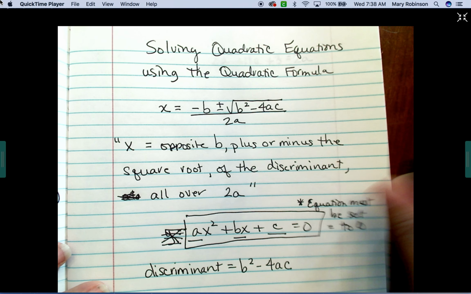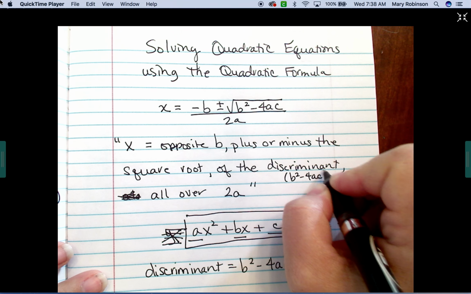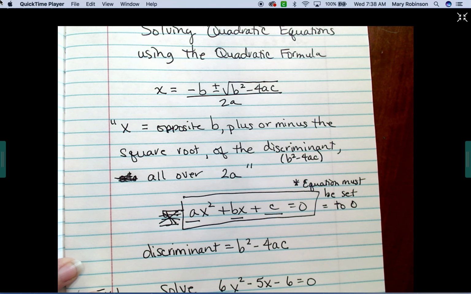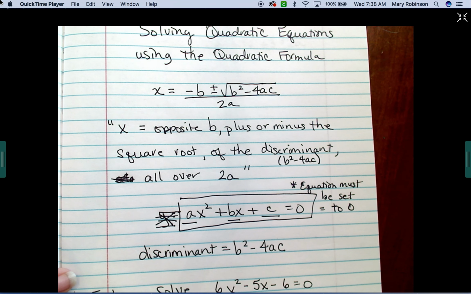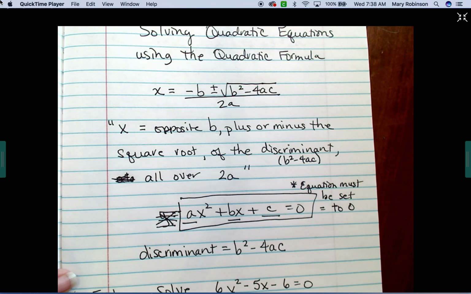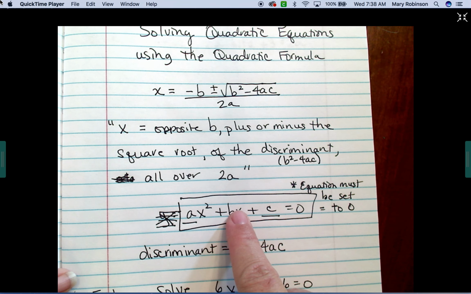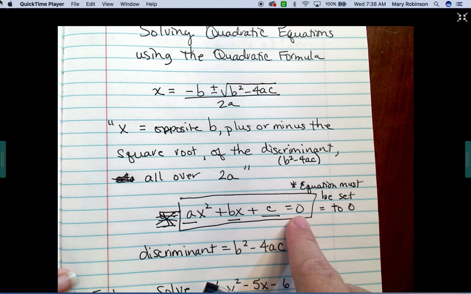So keep in mind that your discriminant is the b squared minus 4ac part that you learned in yesterday's lesson. And again, in order to identify a, b, and c and plug it into the formula, you do have to have your equation set equal to 0. So you need to have your quadratic, linear, constant term in that order equal to 0.